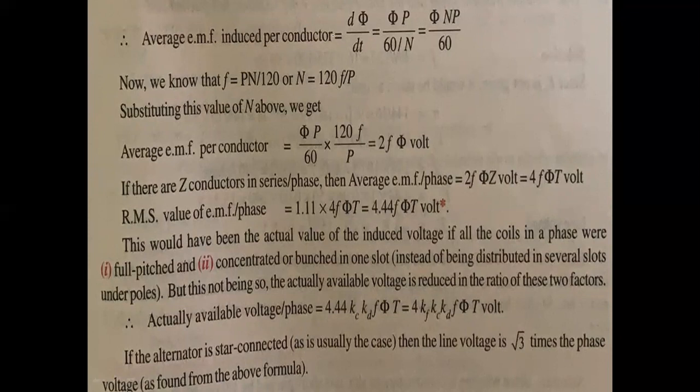Okay. So the average EMF induced per conductor is equal to d phi by dt, that is equal to phi P by (60 by N). The total flux is d phi, phi into P. And the time the rotor takes is 60 by N seconds per revolution. So phi P by (60 by N) is equal to phi N P by 60. So this is the average EMF. Okay, so we know the formula F is equal to PN by 120, or N is equal to 120 F by P. So if I substitute here N is equal to 120 F by P.